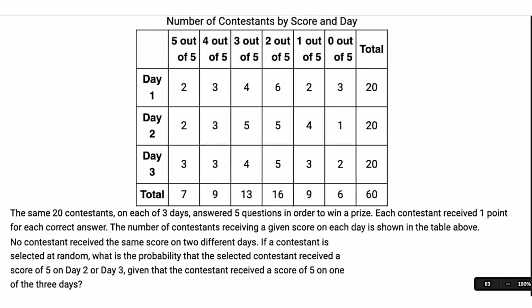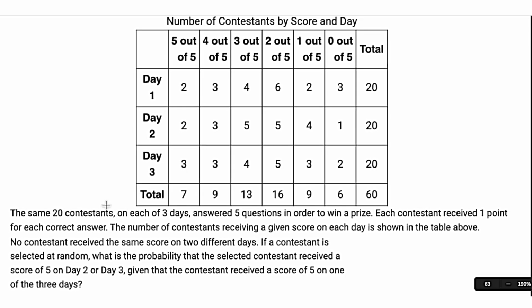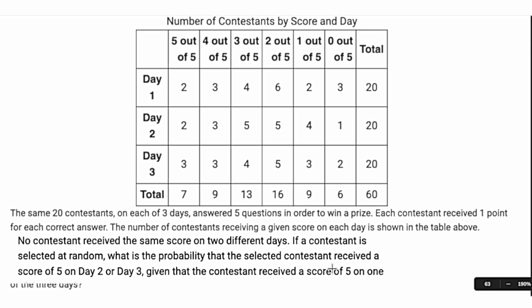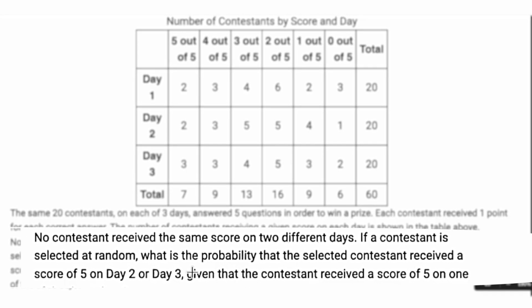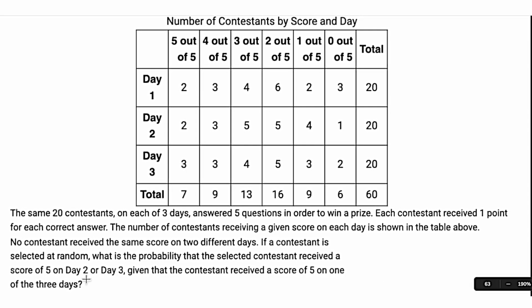All right, last question here. We are dealing with probability, it looks like. And we do have a lot down here. So just to make sure we're aiming at the right thing, let's look at the final question here. If a contestant is selected at random, what's the probability that a selected contestant received a score of 5? Okay, so I'm going to immediately start honing in on this. A score of 5 on day 2 or day 3. So let's find that first.